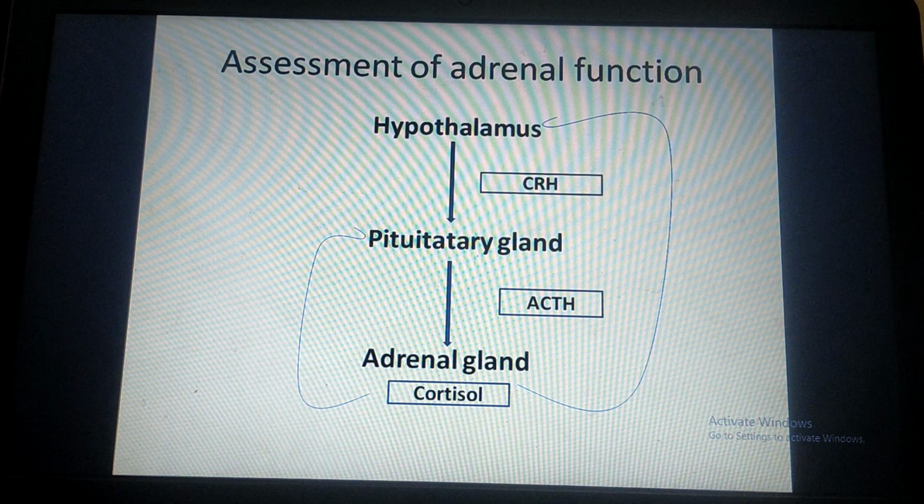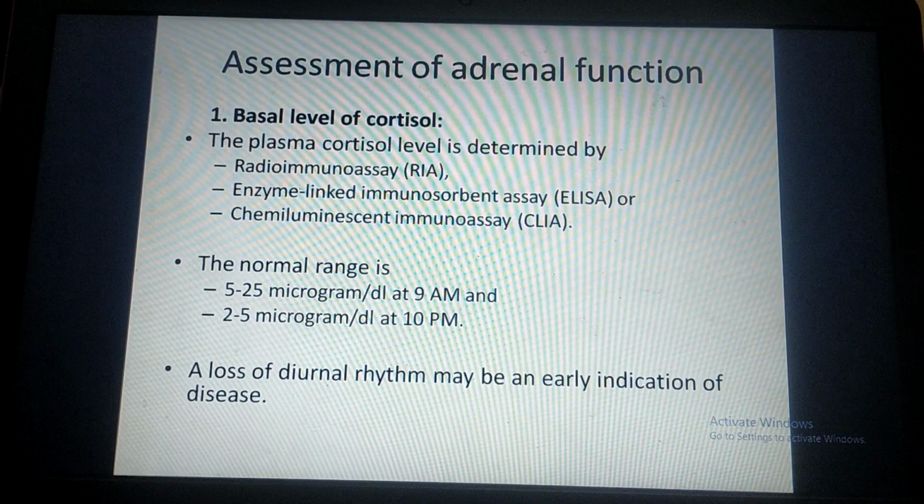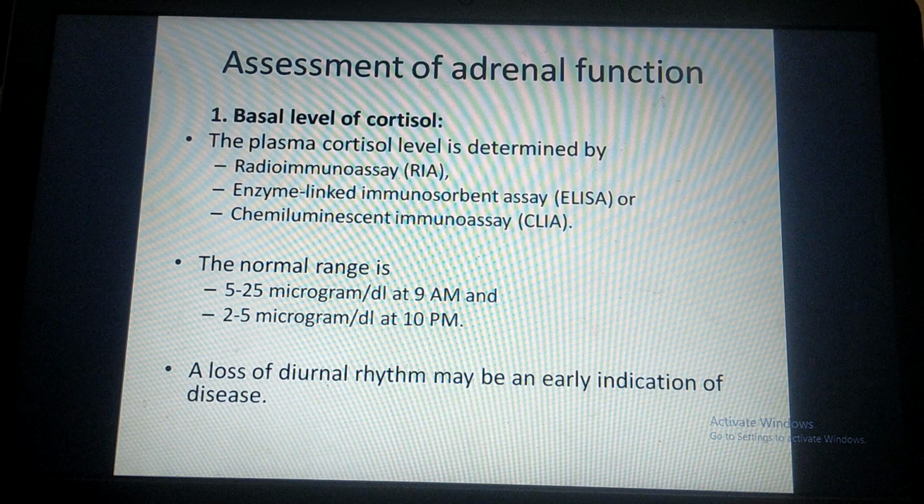Now this cortisol, after its secretion, acts on the pituitary gland and inhibits it by a negative feedback mechanism. This cortisol also acts on the hypothalamus and inhibits its secretion by the negative feedback mechanism. For adrenal function assessment, we have to perform some tests. Out of this, the first test is measurement of the basal level of cortisol. So cortisol level is determined by three techniques.